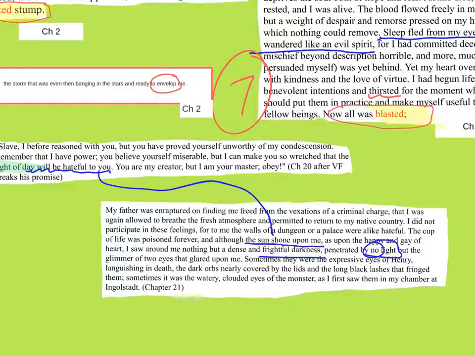He cannot experience it. I saw around me nothing but a dense and frightful darkness penetrated by no light.